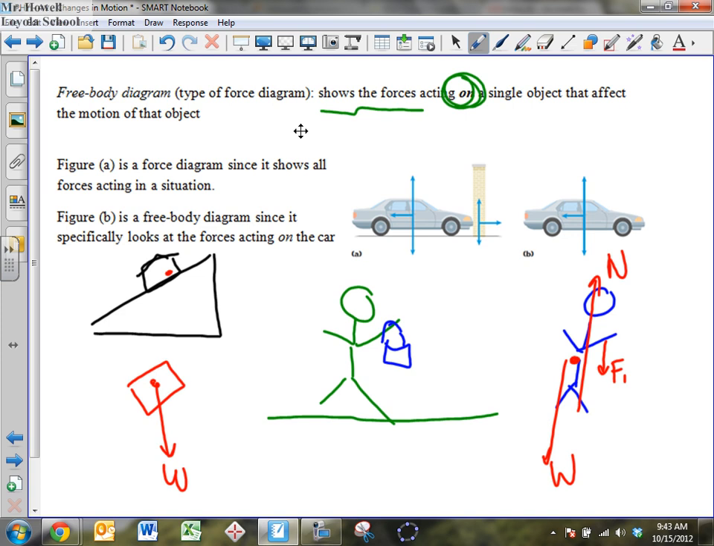And which way does that friction act? Does it act up the plane, down the plane, off the plane, into the plane? Which way does the object want to move? Down. So friction has to act up the plane. So friction would be like this, guys.